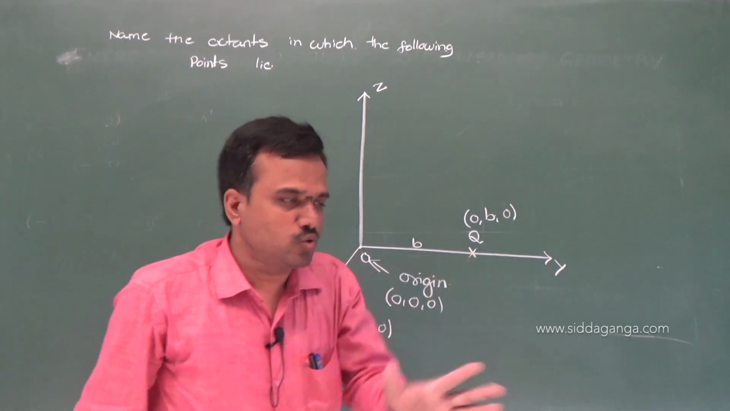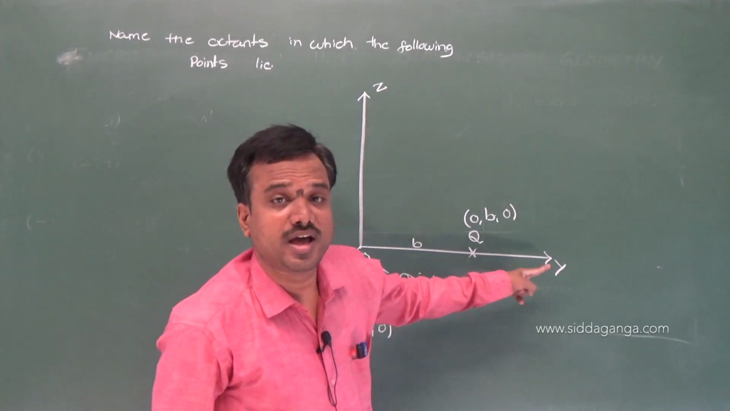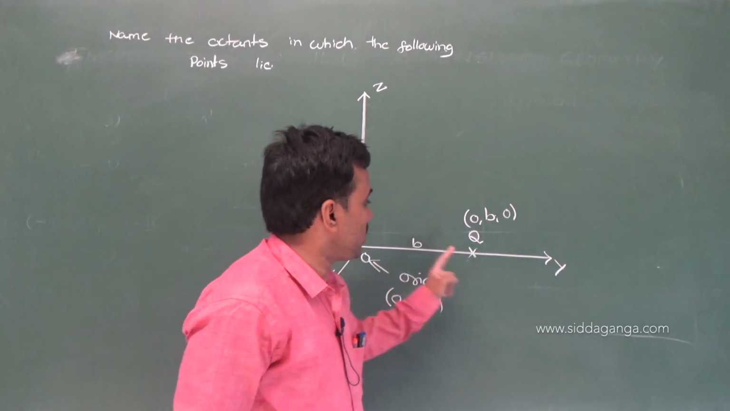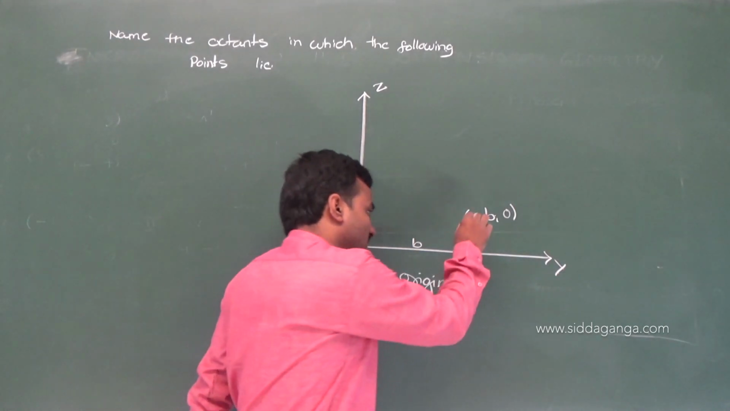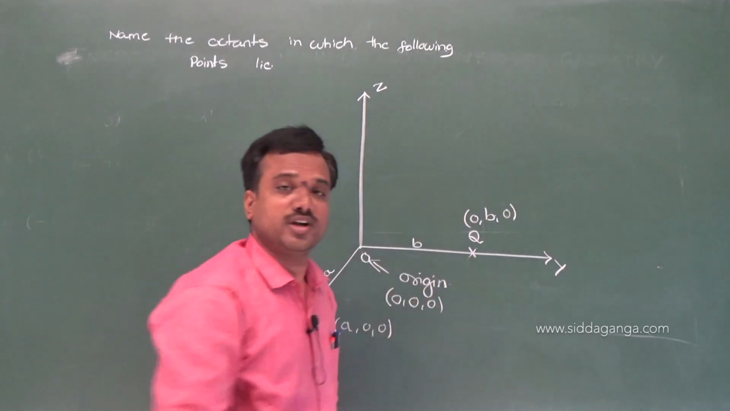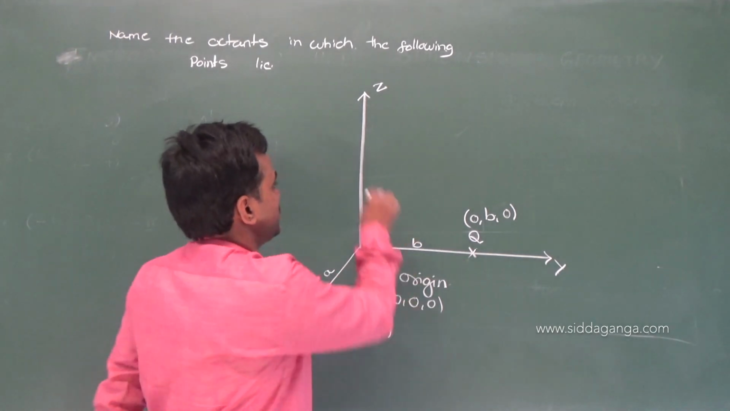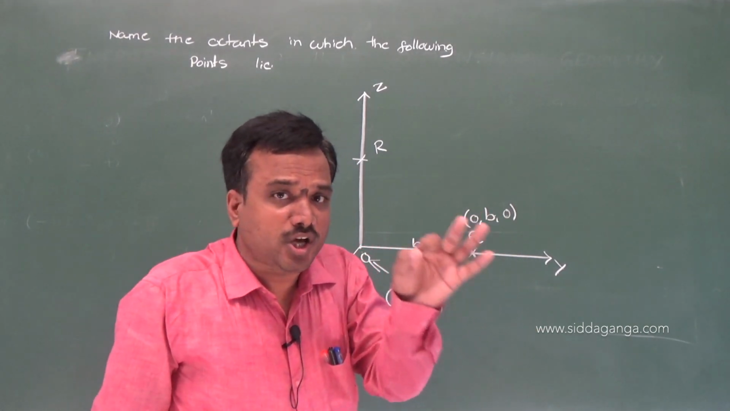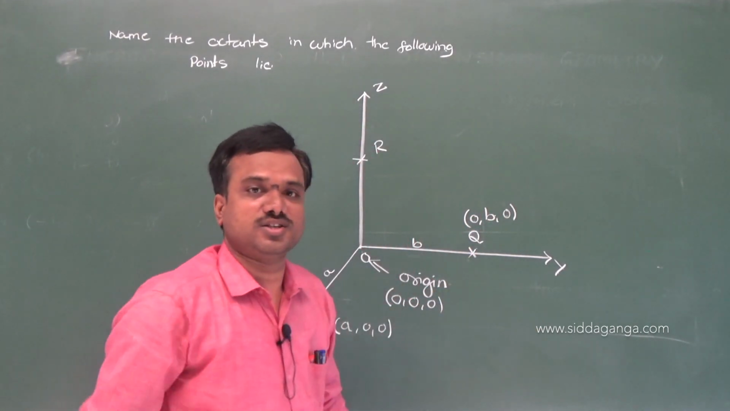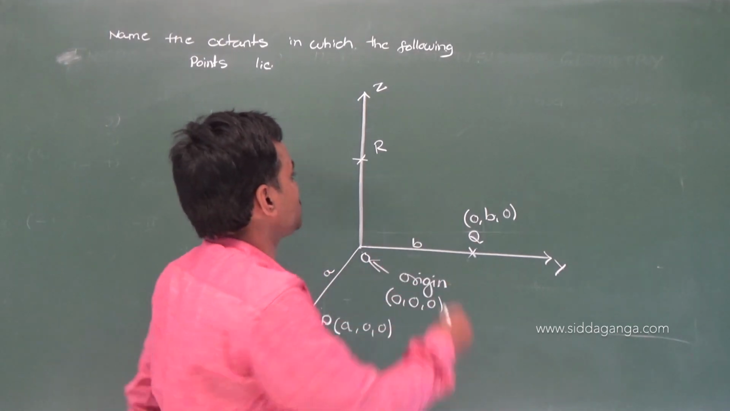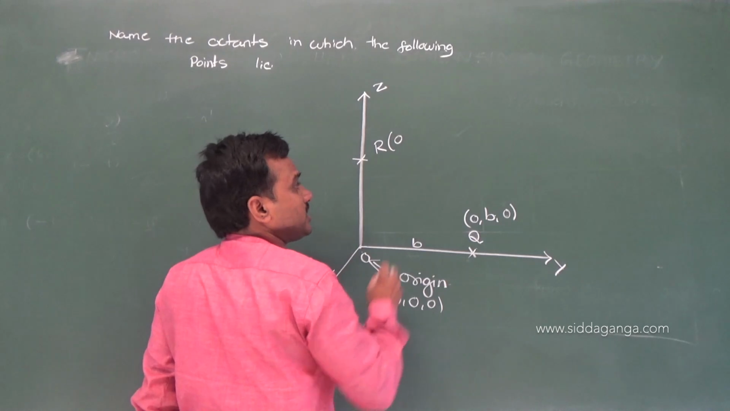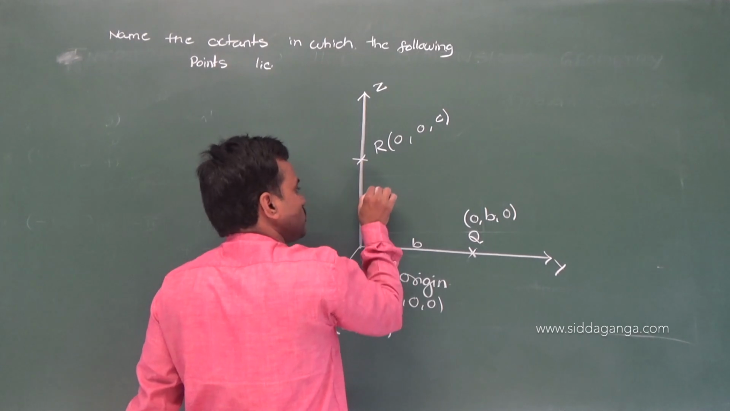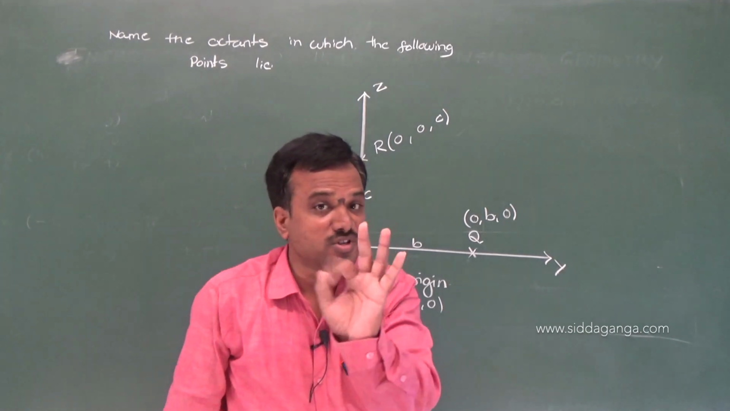If a point Q lies on the y axis, the x coordinate is 0 and the z coordinate is 0. Very important point. Suppose one more point, R. If a point R lies on the z axis, here the x coordinate is 0, the y coordinate is 0, and the z coordinate I write as c, so OR is equal to c. This is the first concept.